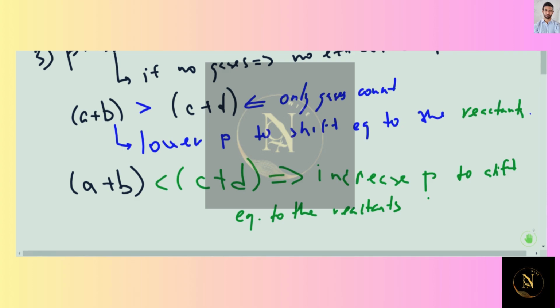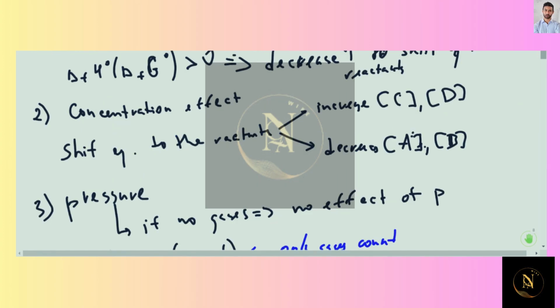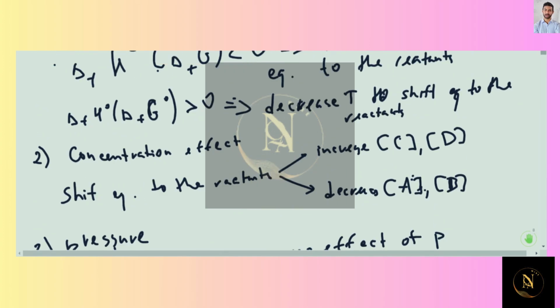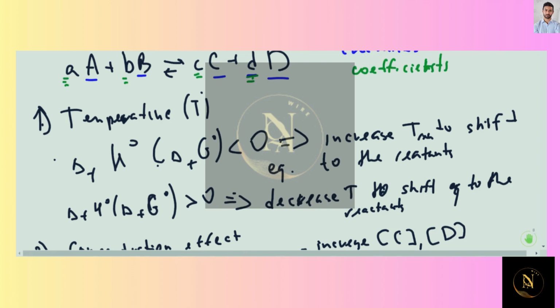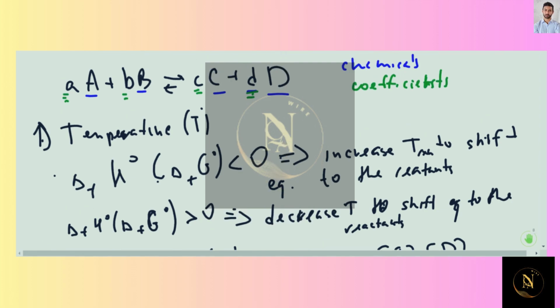So here is a summary of this answer. There are three factors which affect the equilibrium: pressure, temperature, and concentration, and we looked at how to play with these key factors to shift the equilibrium of the reaction to the reactants.